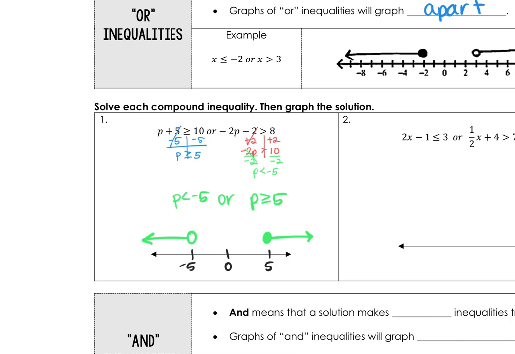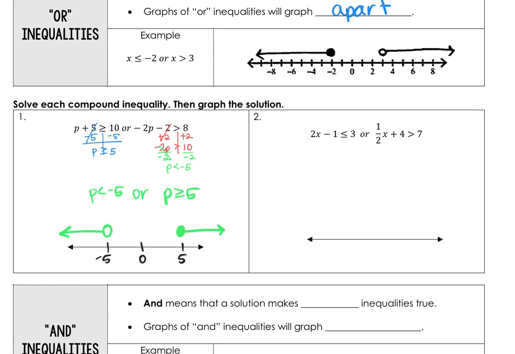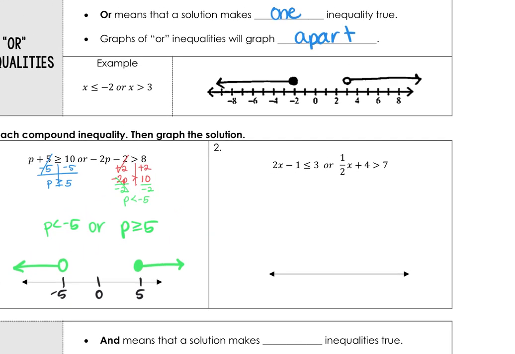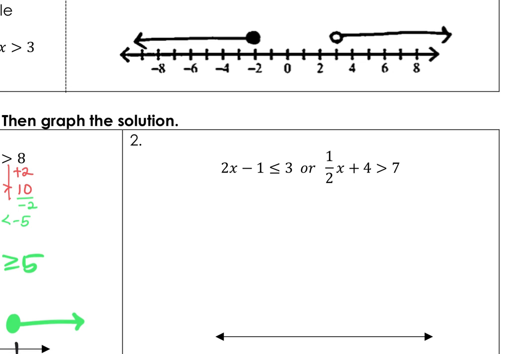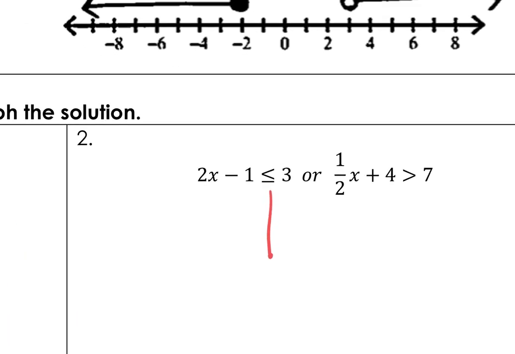All right, let's practice one more or inequality because, again, it's just two inequalities that we have to solve individually. So 2x minus 1 is greater than or equal to 3 is our first inequality. So the first thing I'm going to do to get that x by itself is remove that constant. So we'll add 1. 2x is greater than or equal to 3 plus 1 is 4.